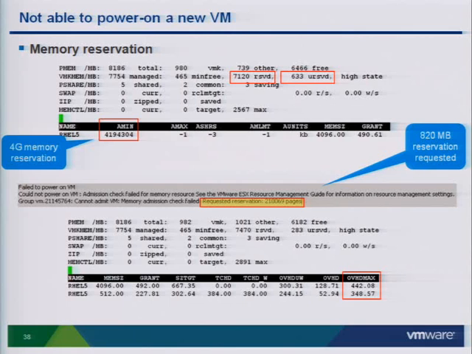So in this case, the overhead memory is around 348 megs for this 512 meg VM, and that's why it was not powering on. Now, if you set the guest memory reservation to 0, then the VM would power on. That's how I powered on the VM in this case.